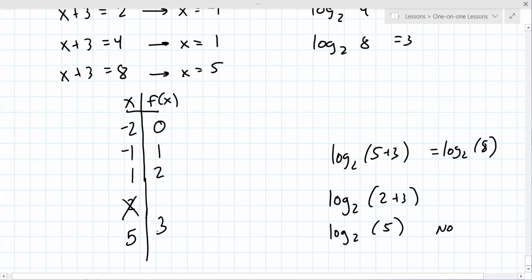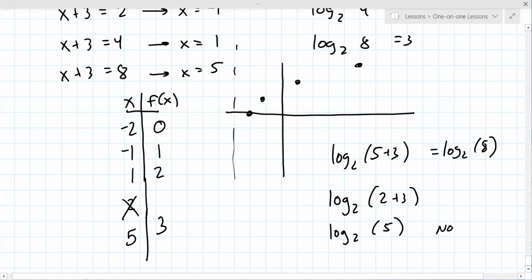This gives you enough to be able to graph this thing in such a way that you can get something reasonable out of it. So minus 2, 0; minus 1, 1; 1, 2; 5, 3. It ends up looking something like this for you.